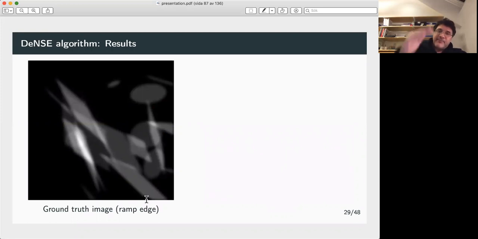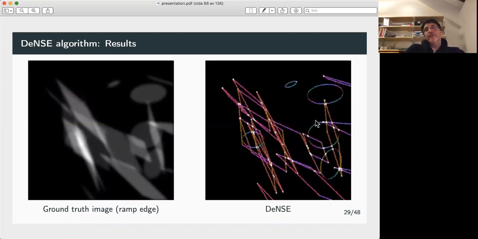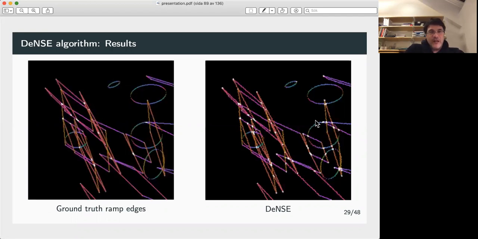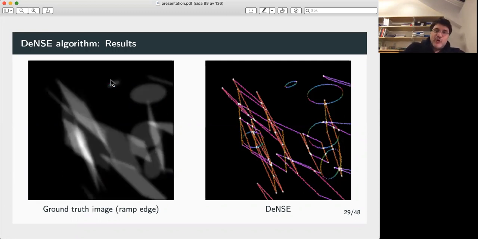You could also look at the ground truth image where you have a ramp type of thing, not a jump discontinuity, but more like a ramp type of regularity. And here is what DeNSE would perform in that context. And this is the corresponding ground truth image or edge sets. So this is to show you that you can also handle different types of singularities, not only jump singularities.